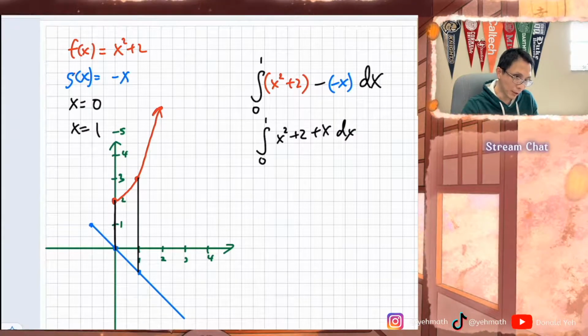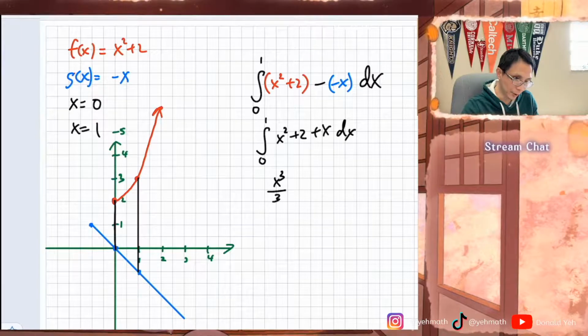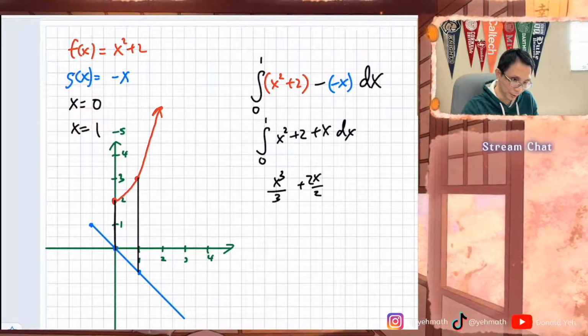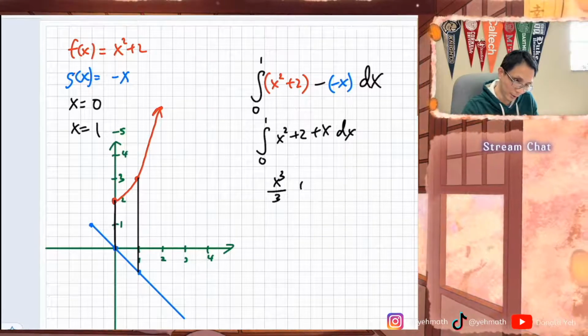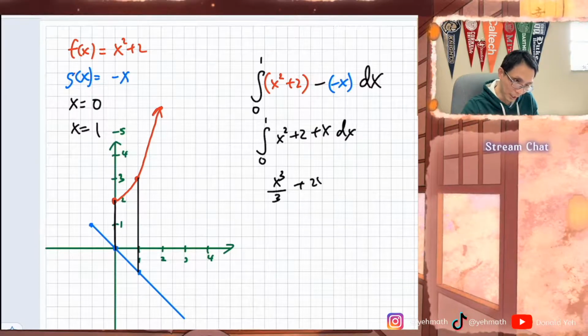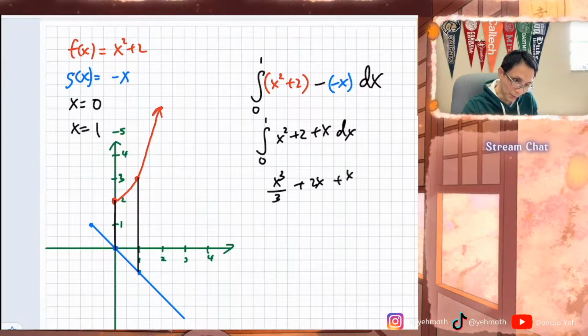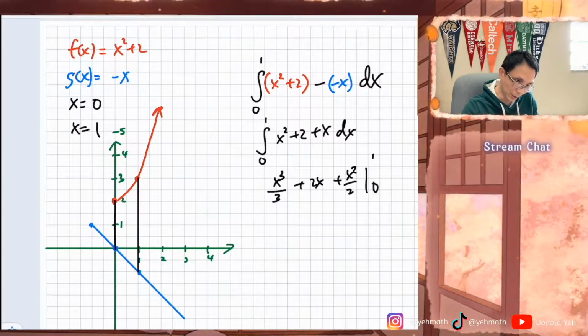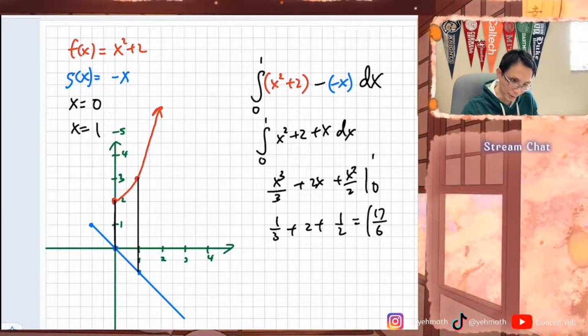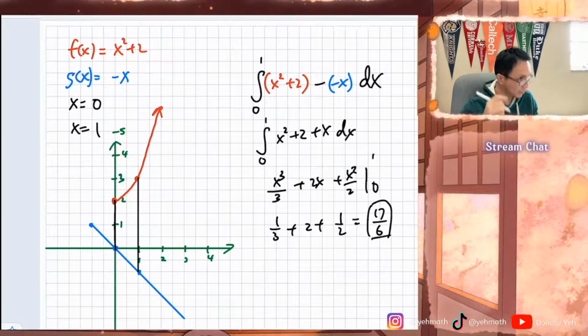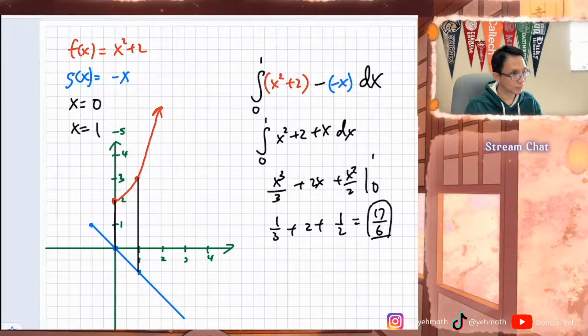And if you work it out, it's going to be x cubed over 3 plus 2x plus x squared over 2, between 0 and 1. And it's going to be 1/3 plus 2 plus 1/2. That's equal to 17 over 6. Ooh, 17? Or am I getting that? No, I got that. I got 17 over 6.